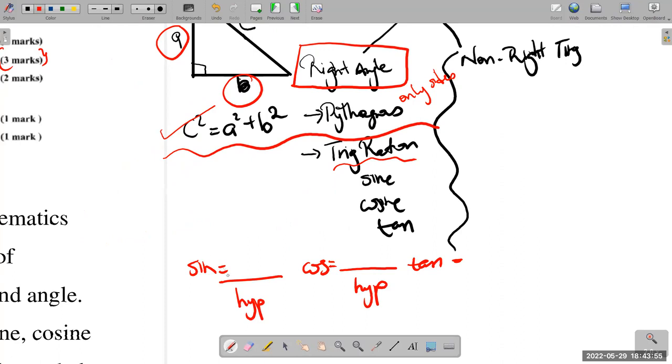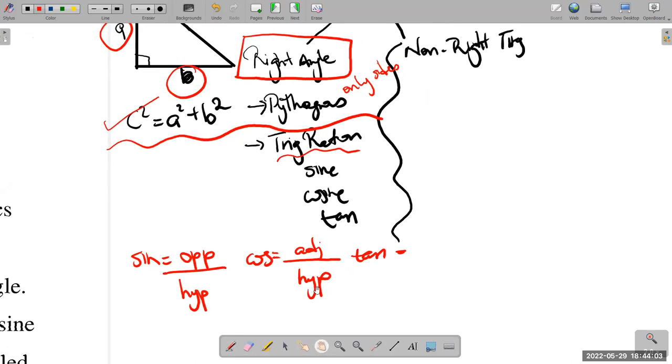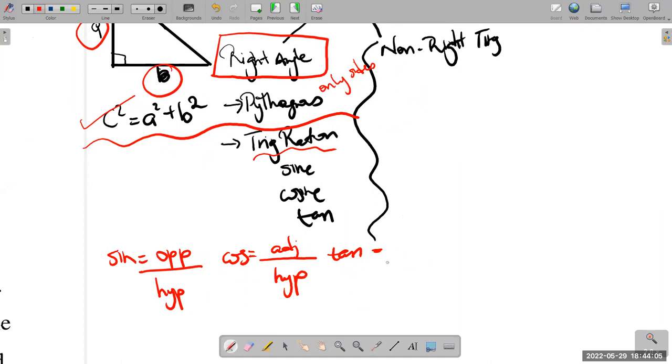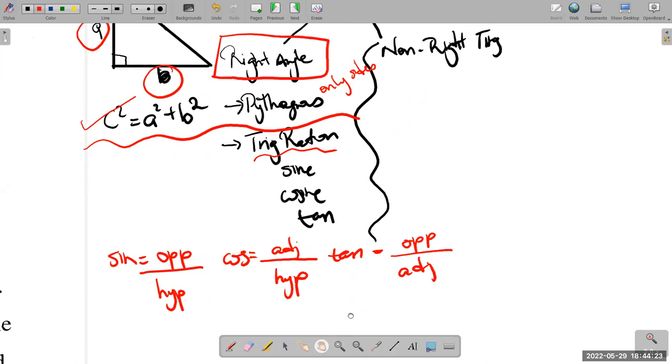And when it comes to sine, who is at the top? Opposite. For cos, who's at the top? Adjacent. Tan does not deal with the hypotenuse. Tan deals only with opposite and adjacent, and who always comes on top? Opposite always comes on top. So opposite over adjacent. Everybody with me? If you got it, say got it. Let's go, let's go, let's go.